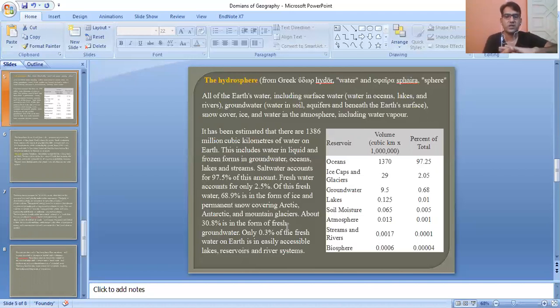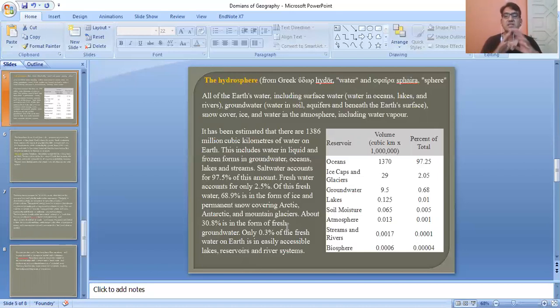Then we have groundwater, or subsurface water, which is inside the earth. It is the water present in the soil, aquifers, and other rocks lying beneath the surface of the earth. They come under groundwater. And the water vapor in the atmosphere is present in the form of vapors, or gases, or clouds, or fog. So this form of water is also present in the environment.